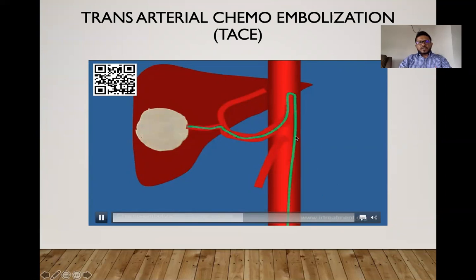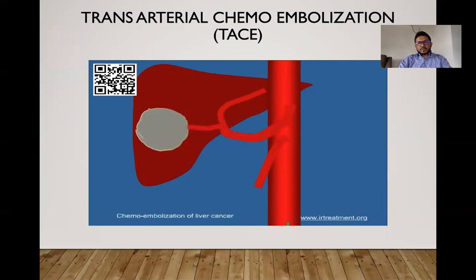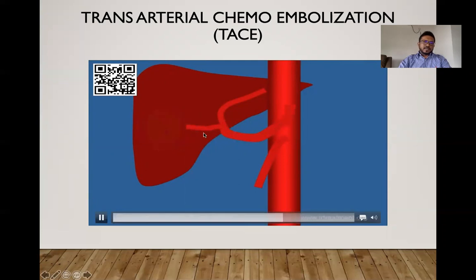femoral or brachial access, then you access through the celiac axis and go right into the tumor, and then you infuse embolization, that is doxorubicin and lipidol, and then you block off the feeding artery, which will result in shrinking of the tumor.